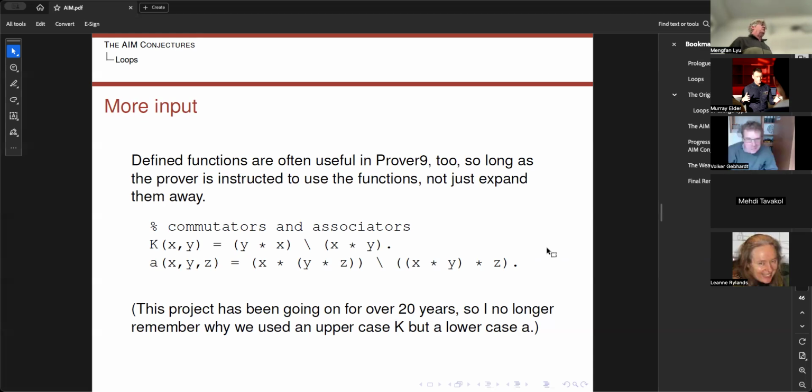The K is, of course, the first letter in the word commutator, so that makes perfect sense. But I don't remember why there's this case difference. These definitions were actually due not to one of my co-authors, but to somebody else, and I've just been using them the whole time.